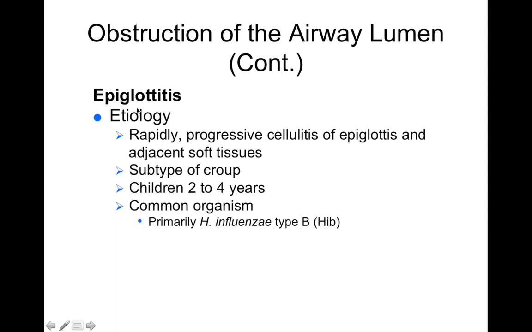Now, epiglottitis is where you have basically inflammation of the epiglottis. It could be due to infection. We call this a subtype of croup, common in children 2 to 4 years of age. The reason children are more at risk for these respiratory infections is that their immune systems aren't fully developed yet, right? So they're more prone to these respiratory infections. But one of the common organisms that causes epiglottitis is Haemophilus influenzae, right? Which there's a vaccine for now.